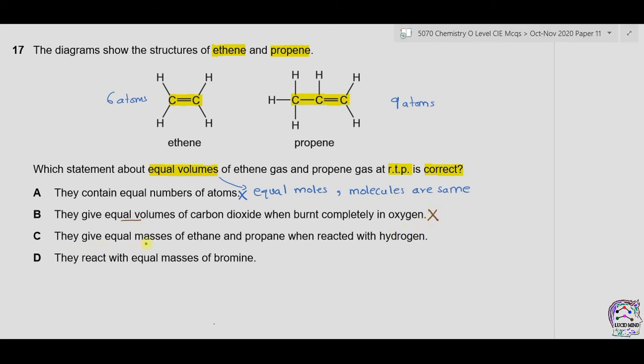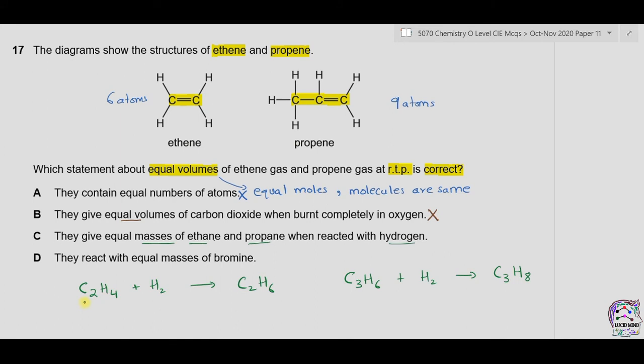C. They give equal masses of ethane and propane when reacted with hydrogen. Now ethene will react with hydrogen to form ethane. The balanced equation will be like this: C2H4 plus hydrogen forms C2H6. Now the double bond is converted into a single bond and one hydrogen atom is attached to the first carbon, while the second hydrogen atom is attached to the second carbon. For propene, we can write C3H6 plus hydrogen. It will form C3H8.